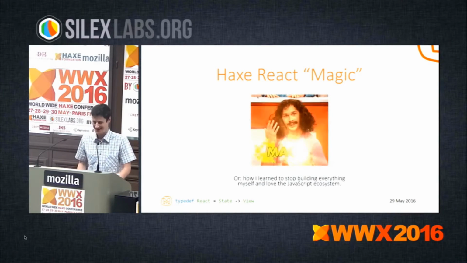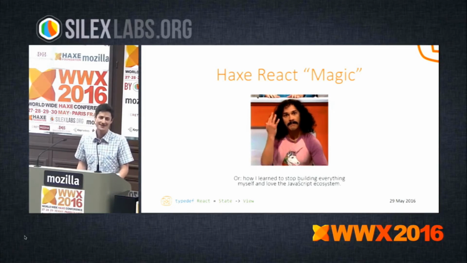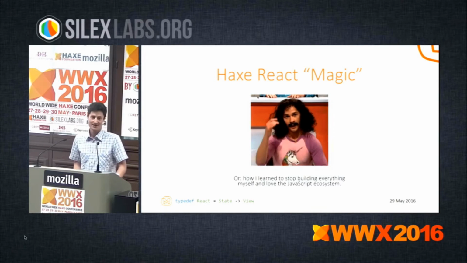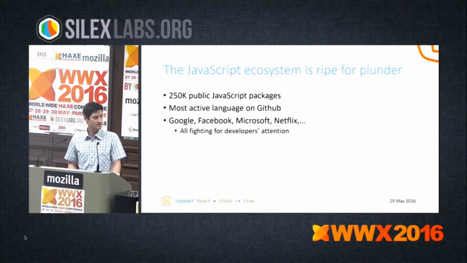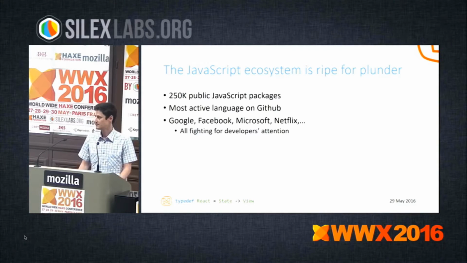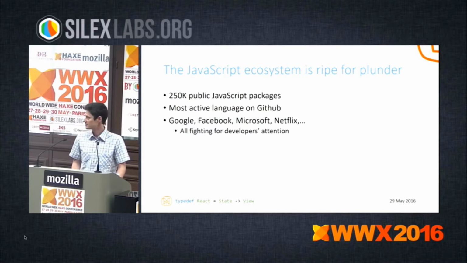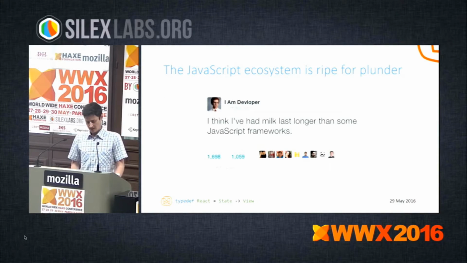All right. So let's talk about Haxe and React and about leveraging everything that is done in the JavaScript community. There are literally hundreds of thousands of public things you can reuse, open source. It's the most active language on GitHub. Google, Facebook, Microsoft, everybody throws money at JavaScript developers to do things. So there's a lot of activity.